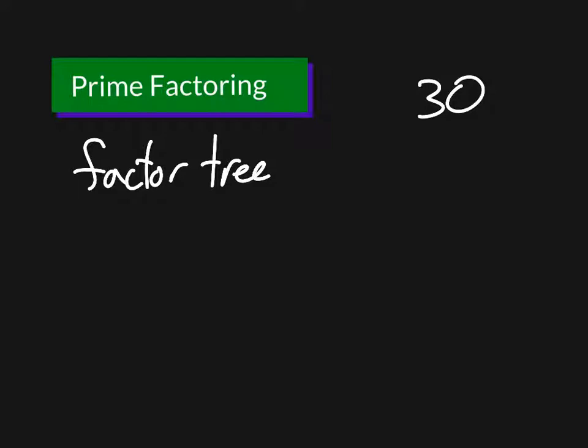Okay, so using the rules of divisibility, we can see that the number ends in 0, so we'll divide by 2, giving 2 and 15 as factors. We just found out on the previous screen that 2 is a prime number, so that's as far as we can go with that one.